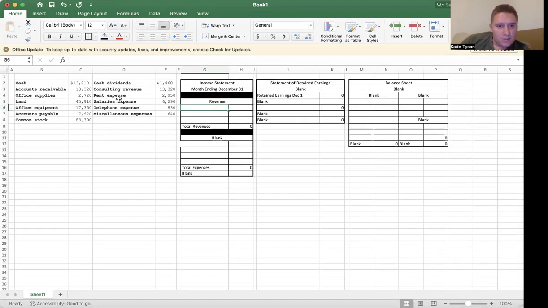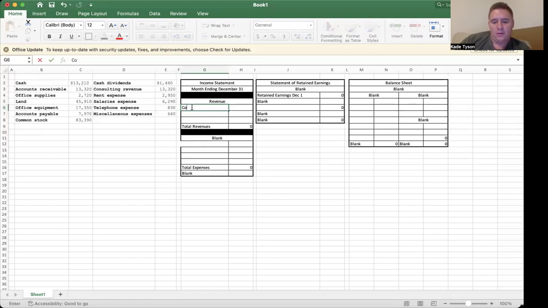So looking at this list over here, there's lots of words and lots of different things, but there's really only one that is revenue, and it's that consulting revenue. So that'll be our first line here, looking at consulting revenue. And we'll just put that amount in right there: 13,320. So that is our first number, consulting revenue 13,320.